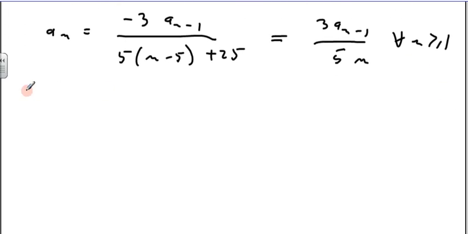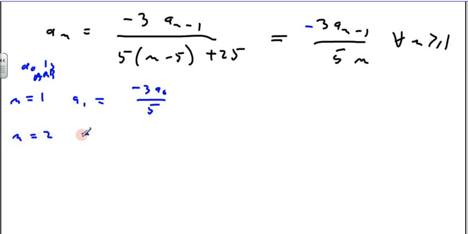Okay, so I got n is equal to 1. Oh, a0. a0 is arbitrary. N is equal to 1. a1 is equal to, there's a minus sign sitting here, minus 3a0 over 5. N is equal to 2. a2 is equal to minus 3 divided by 10 a1. So that's going to be 9 over 50 a0.